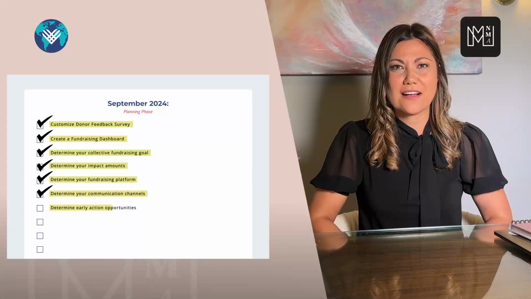The seventh item on our checklist is to determine early action opportunities. So this means that you can ask your current donors or even potential supporters to take an action before Giving Tuesday that will either help you build your campaign up to Giving Tuesday or help that person convert on Giving Tuesday.